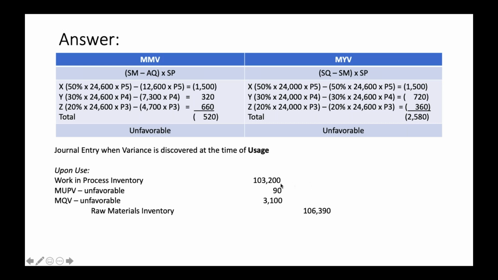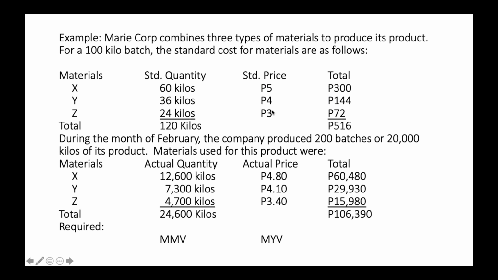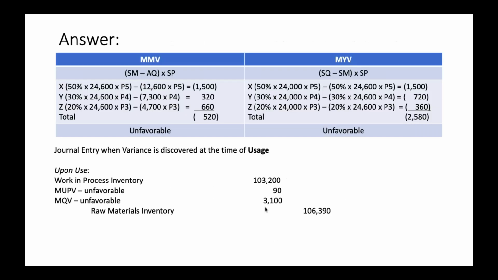Now, where did we get 103,290 and 106,390? If we compute for the material usage price variance, we will get the 90 pesos. Let me just go back to the previous slide because we have a difference in price. Compute for the materials usage price variance and you will get the 90 pesos. Now, how about the 103,200 and 106,390?